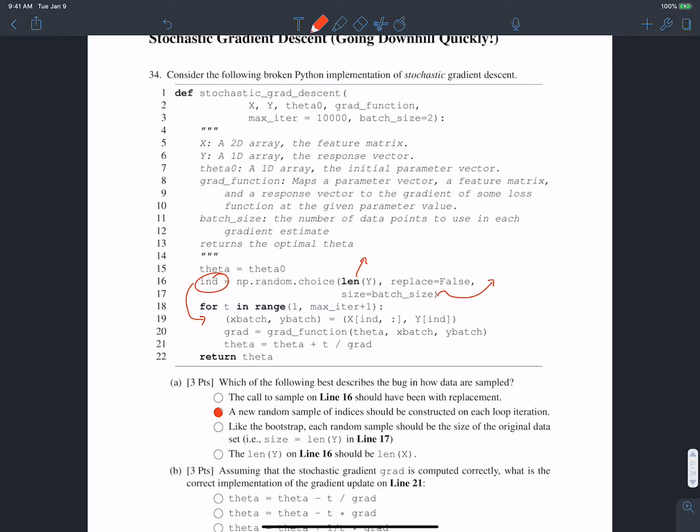Again, the issue is that upon each iteration, we're supposed to resample our indices, and that's not what's happening here. In this case, once our indices are chosen, they're not really changing. So that's not exactly what mini batch stochastic gradient descent does.